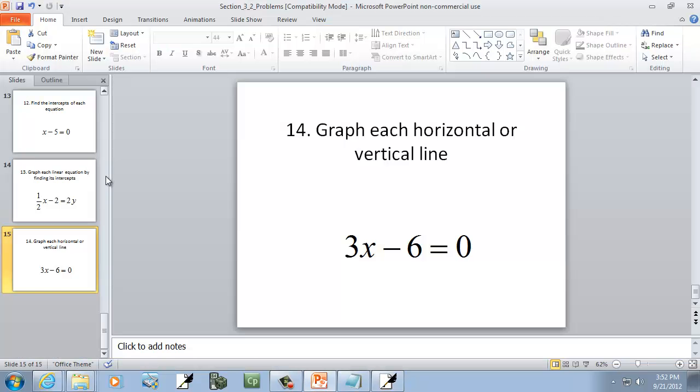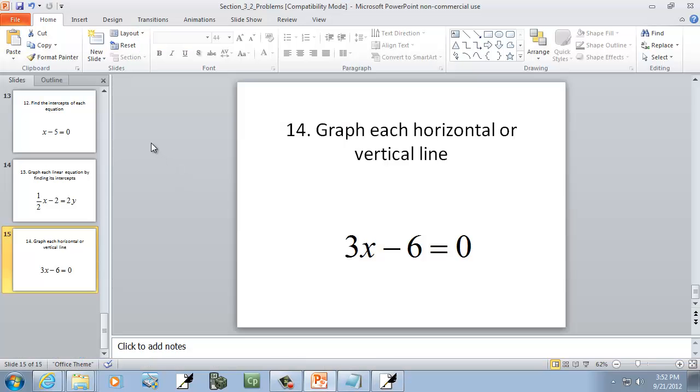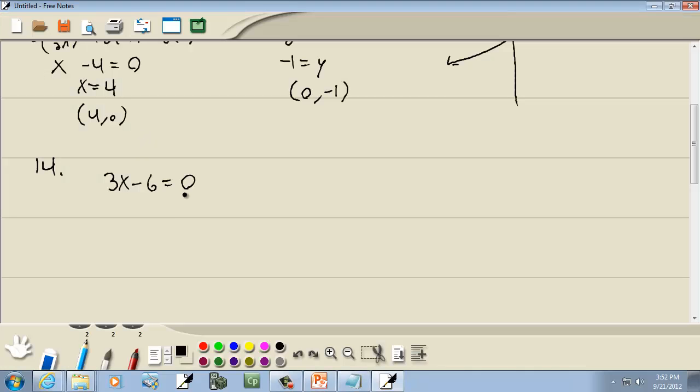And let's look at another oddball case. This says graph each horizontal and vertical line. Kind of gives it away. From the fact that we only have one variable, that tells us it's an oddball case. Well, what we have to do is solve for that variable. So we'll take the -6 over to the right side, and it becomes a +6. Divide both sides by the number in front of your x, which is 3. And we get x is equal to 2.